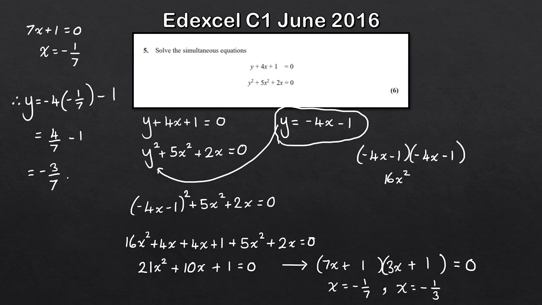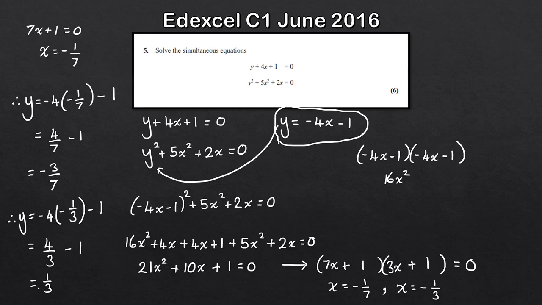And then for my final y solution, again, we just repeat this, but with minus 1 over 3. So minus 4 times minus 1 over 3, minus the 1. Minus 4 times minus 1 over 3 will give me plus 4 over 3. I get positive 4 over 3. And then I minus the 1 again. And this time, this will be minus 3 over 3. So in that case, I just simply get positive 1 over 3.